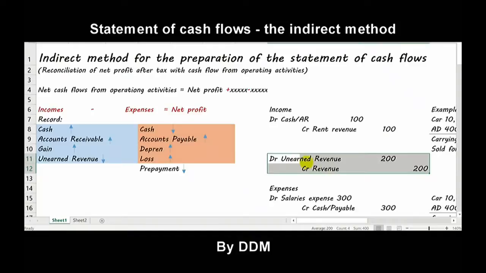For example, we reduce our unearned revenue by fulfilling our obligation, by providing service or by providing goods. So in this case, we debit unearned revenue, for example, $200, and credit revenue for $200 as well. So the decrease in our liability in unearned revenue also can be attributable to the increase in our revenue.